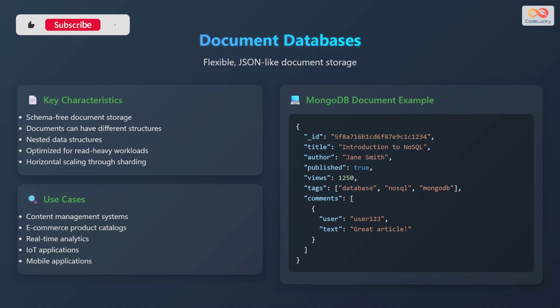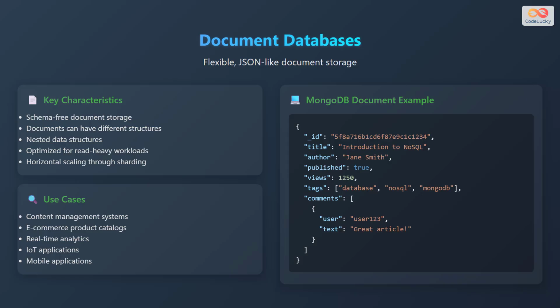Document databases offer flexible, JSON-like document storage. Key characteristics include schema-free document storage, where documents can have different structures and nested data structures. They are optimized for read-heavy workloads and support horizontal scaling through sharding.